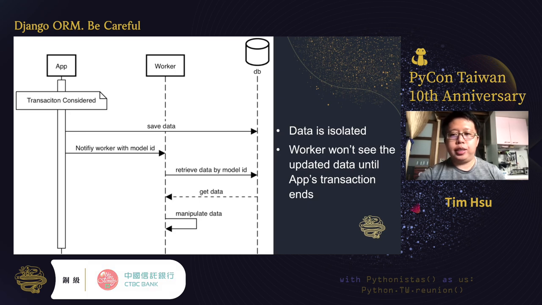Now we wrap a transaction in our app for data integrity. Our app saves data and sends the model ID before the transaction commits. If a worker starts to process data before the transaction commits, it will not see the latest data.